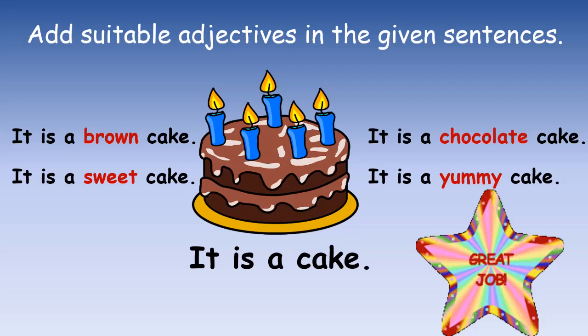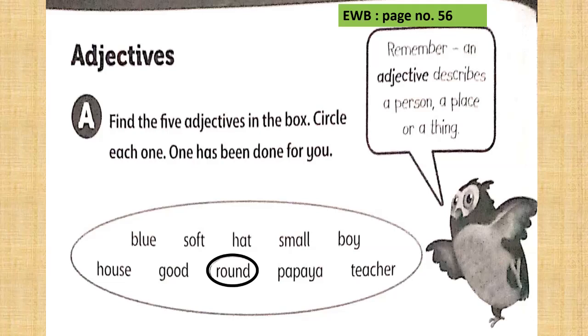Wonderful, children. Now open your English workbook to page number 56. Did you open? Now over here, children, let us do question A. Find 5 adjectives in the box. Circle each one. One has been done for you. Remember, an adjective describes a person, a place, or a thing.